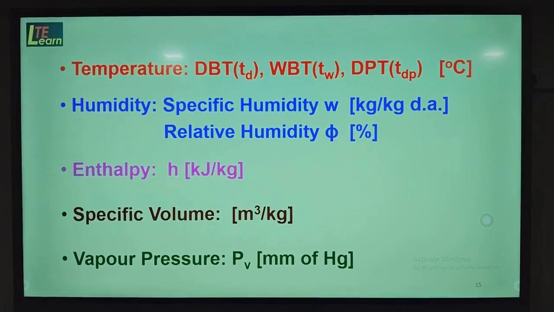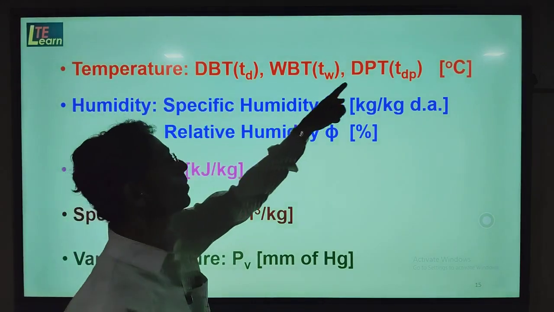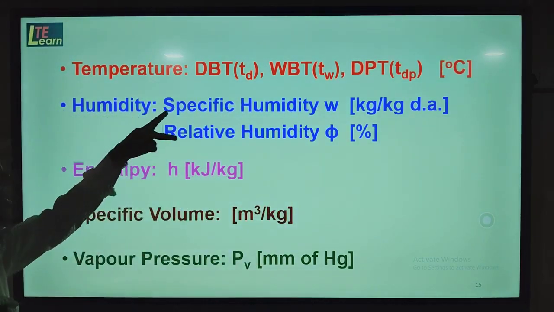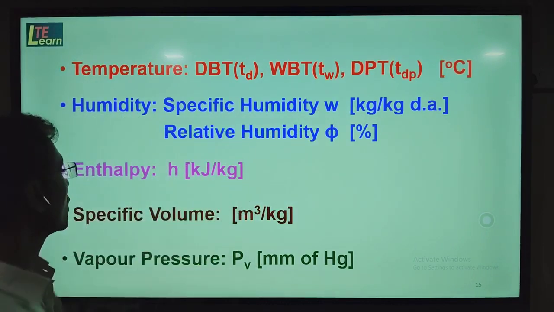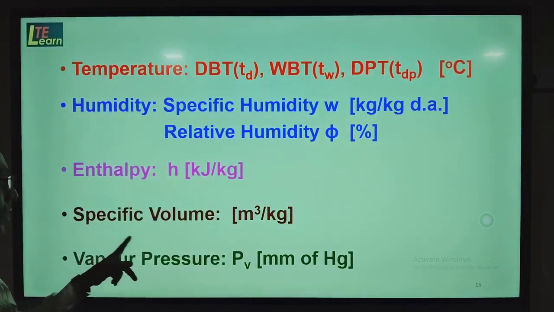Thus, by using the psychrometric chart, the properties we can obtain are enlisted here. Temperature, 3 types: dry bulb, wet bulb and dew point. Humidity, 2 types: specific humidity and relative humidity. Enthalpy value, specific volume and vapor pressure.